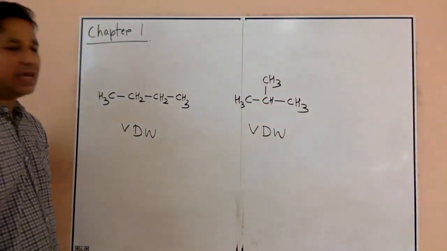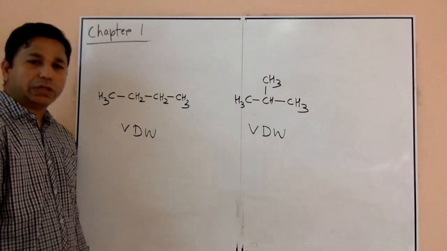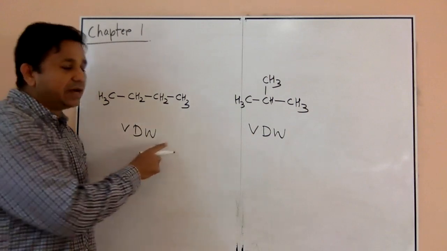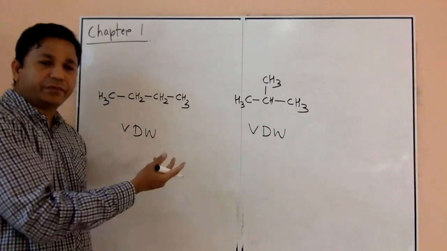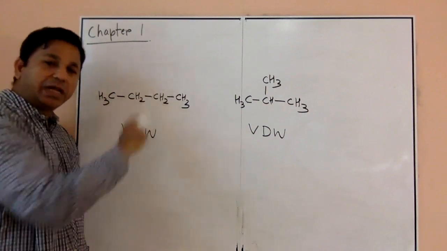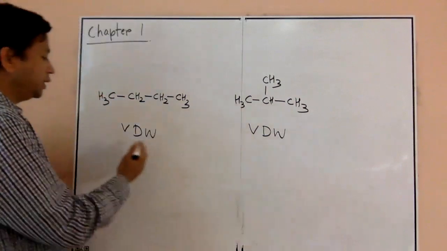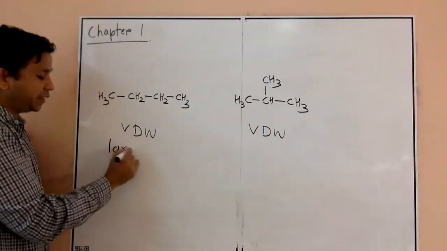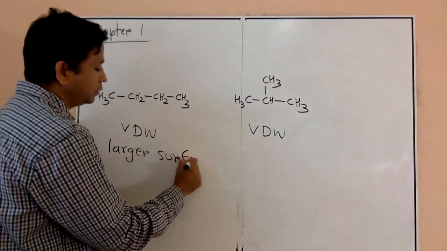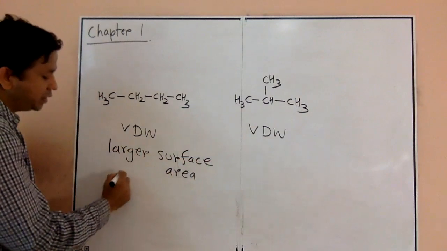So the problem here now is this has van der Waals forces and this also has van der Waals forces. Okay? So how do we decide which one will have the higher boiling point? In this case, when they have the same forces, then we look at the molecule. When it's a straight chain molecule, then it has a larger surface area. So when it's a straight molecule, that has a larger surface area. And when it's a larger surface area, that should have the higher boiling point.